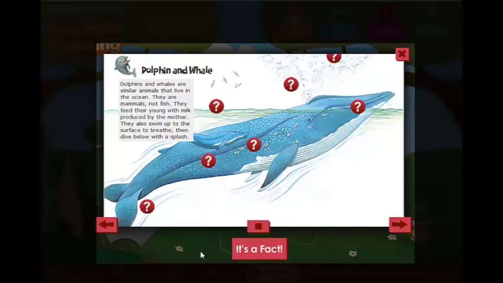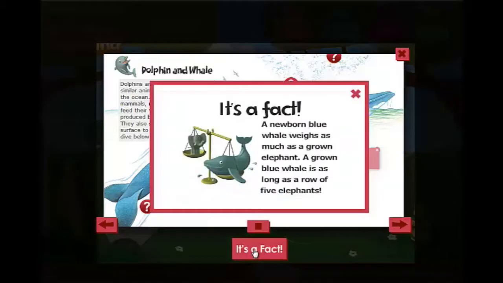The article page has numerous hotspots that kids can tap to learn more. There's no special order, so in this way kids can really drive their own exploration. Small, crusty shellfish called barnacles live on a whale's back. And finally, at the bottom of the page, you can click to see a bonus fact in It's a Fact.